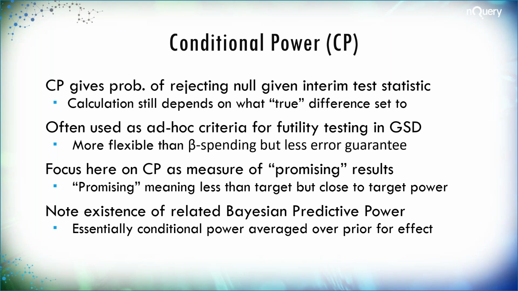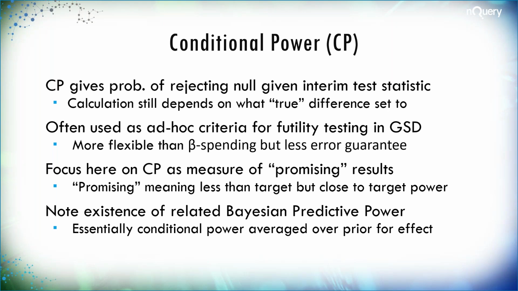that is less than your target, say 80% or 90%, but higher than a certain threshold. So let's say it's between 50% and 80% in this example. That might be the zone, the area of conditional powers that you would consider promising, and that's actually the area recommended by Chen, DeMets, and Lan.